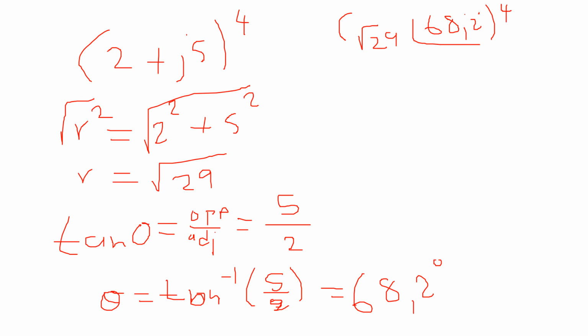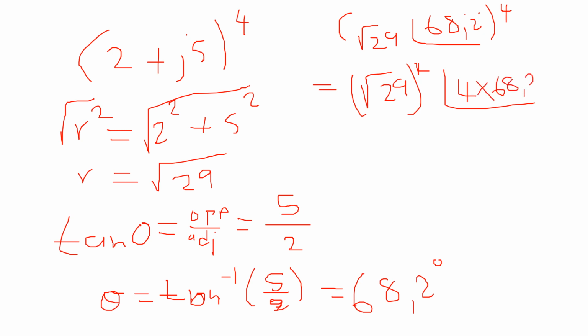Okay, so when we simplify, remember it's much easier if it is in polar form. So we just have the square root of 29 all to the power of 4, and then on the angle we just multiply. We say 4 multiplied by 68.2.